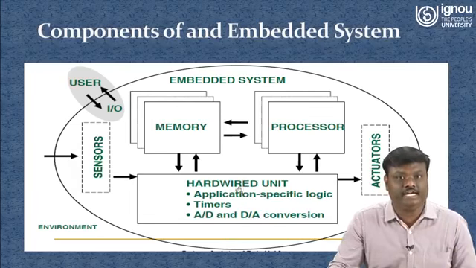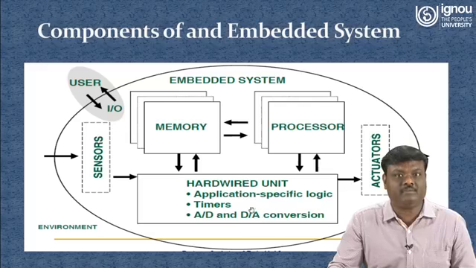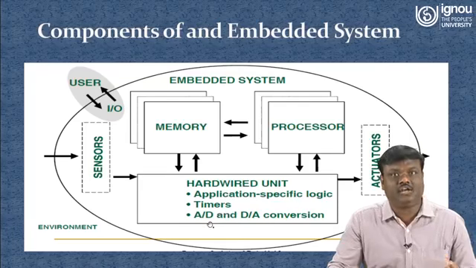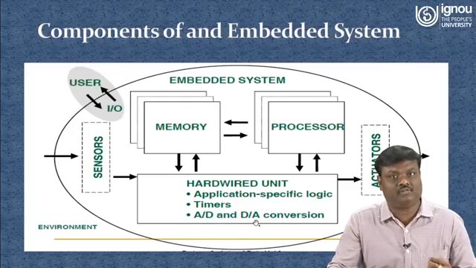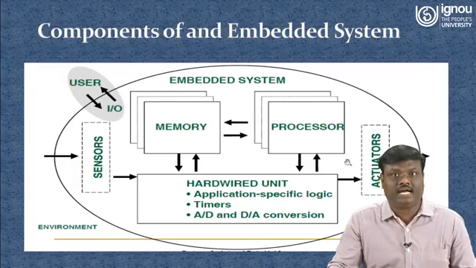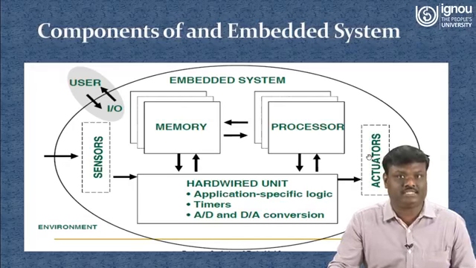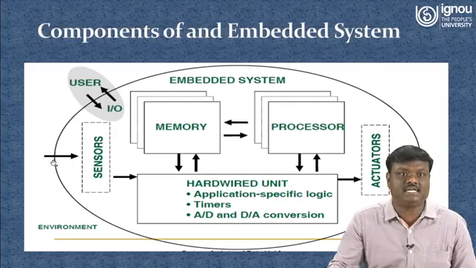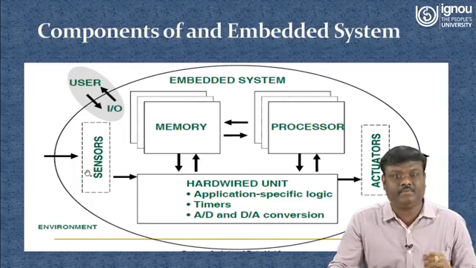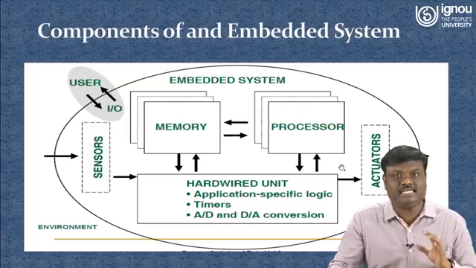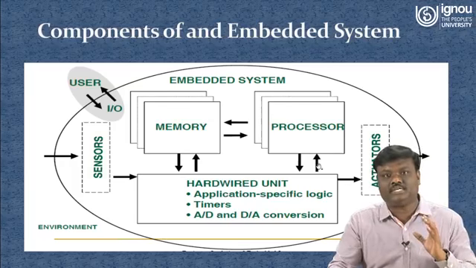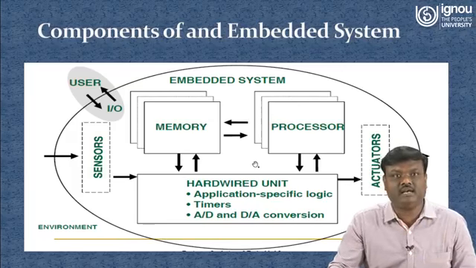Then a hardwired unit is there. It consists of the application specific logic, the timers, the analog to digital or digital to analog converters, and then the actuators, that is the triggers, and then the output. So these are all things: the input parameters will be sensed by the sensors, and then the memory is there, processor, and then the actuator. So these are the four essential components that any embedded system will be having.